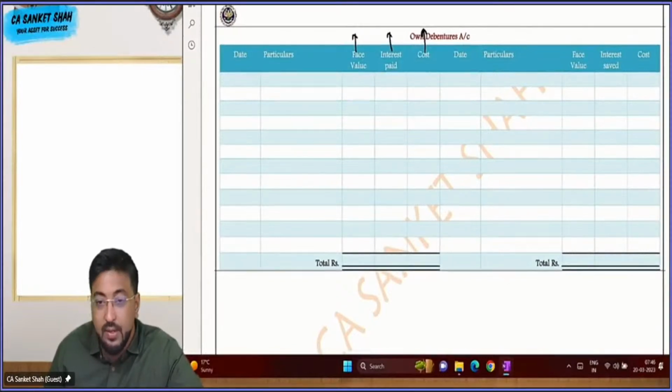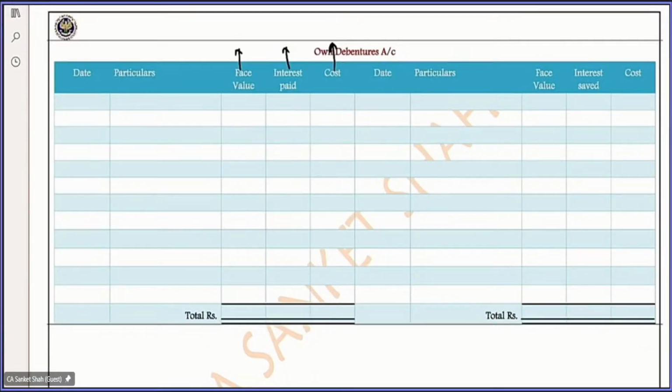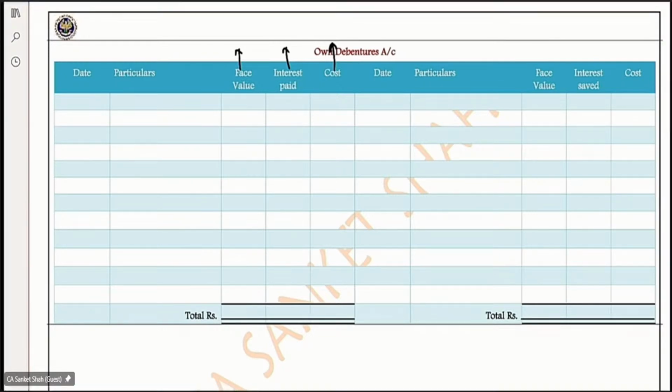Yes, tell me done after writing this beta, tell me done. Then I will move to the next part and tell me why we prepared the face value column, why we prepared the interest column, and why we prepared the cost column. Quickly tell me in the comment section. Come on my dear students, speak quickly, beta, if you speak you will learn.